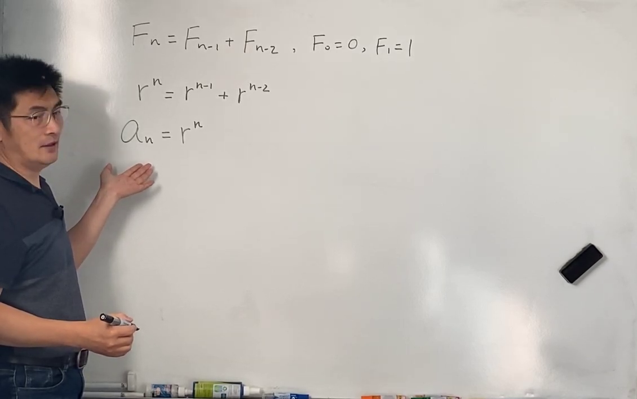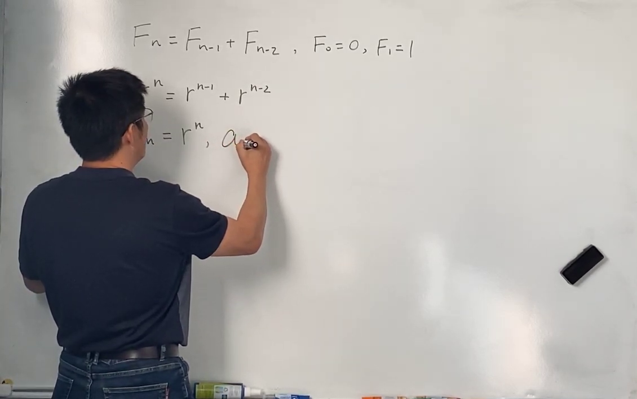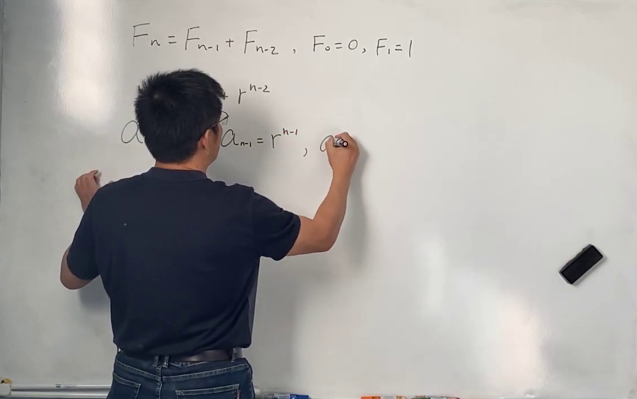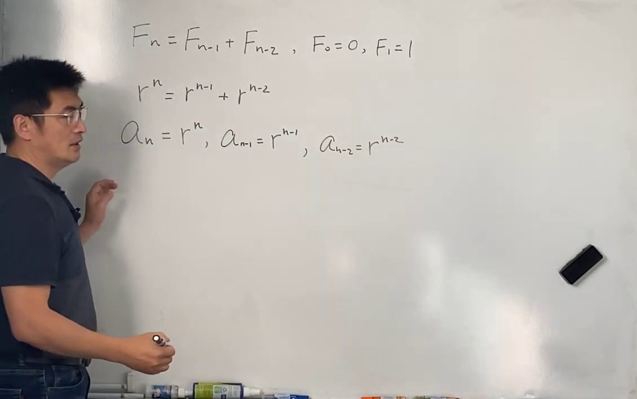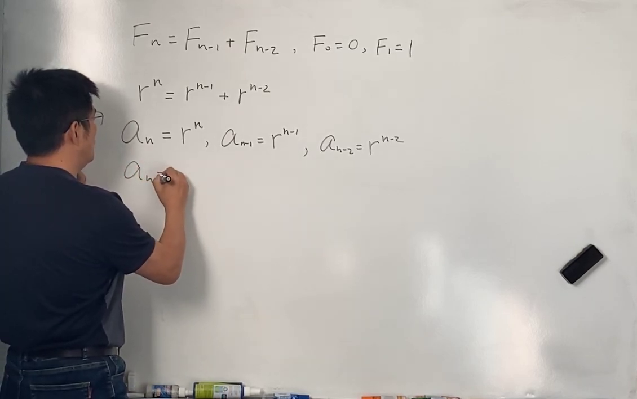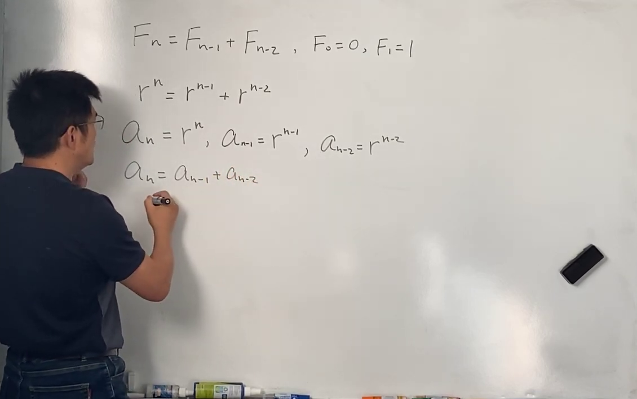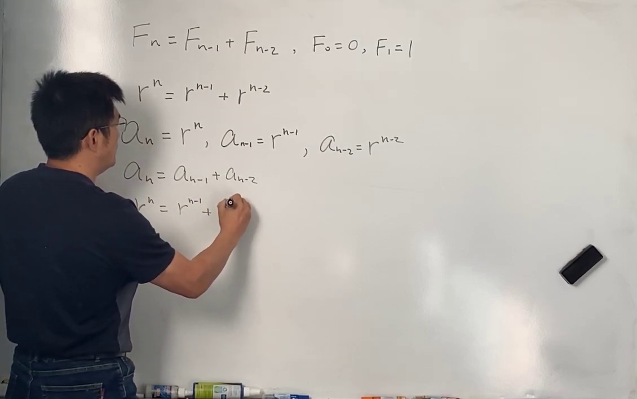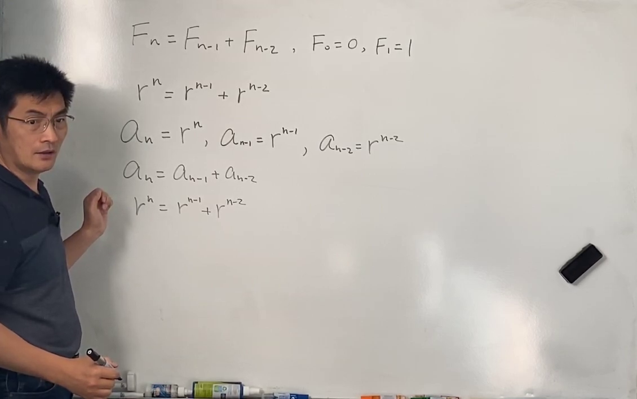Oh, I see. Right? Okay. If this equals that, then you would have a sub n minus 1 equals r to the power of n minus 1, and a sub n minus 2 equals r to the power of n minus 2. What? All right? So when you're saying a sub n equals a sub n minus 1 plus a sub n minus 2, you're just saying r to the power of n equals r to the power of n minus 1 plus r to the power of n minus 2. Wait, what? I don't get it.